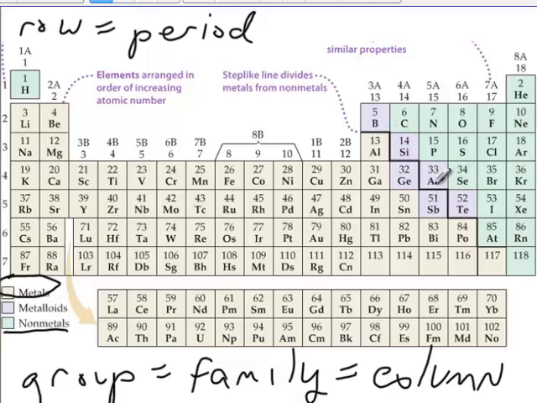It has these little transitions. And really, the properties of metalloids are kind of halfway between those of metals and nonmetals. They are semiconductors, for example.